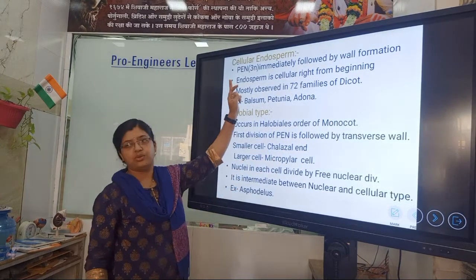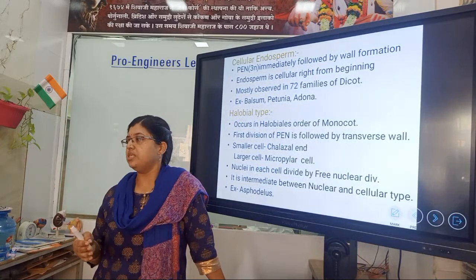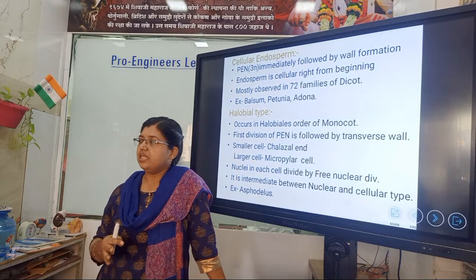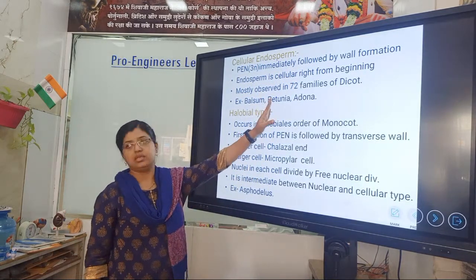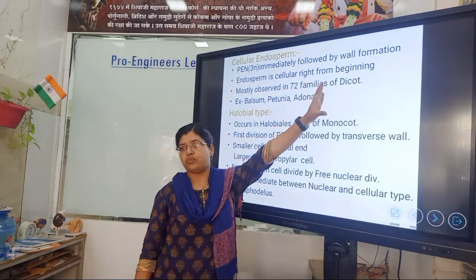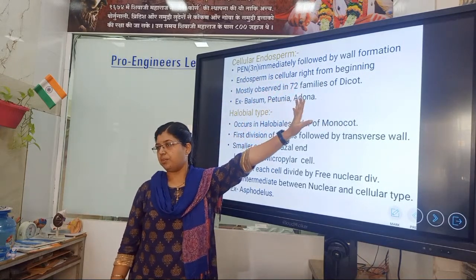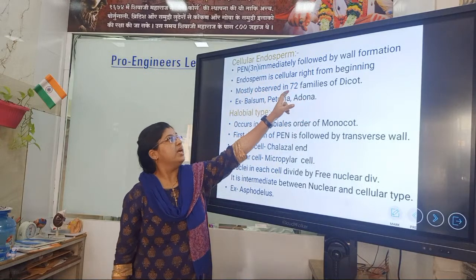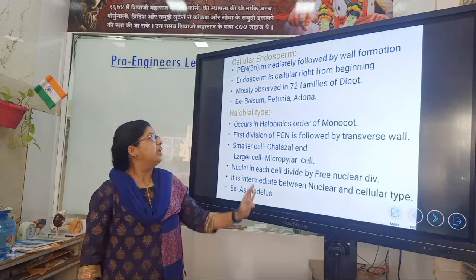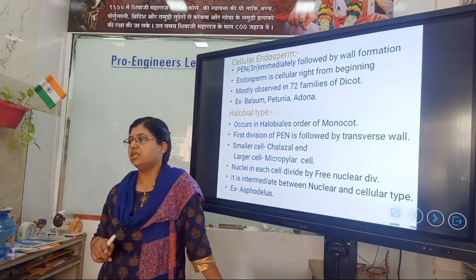Now cellular endosperm. In cellular endosperm, what happens? The primary endosperm nucleus divides, and immediately there is formation of a wall. When there is formation of a wall, the endosperm is cellular right from the beginning. It is observed in 72 families of dicots. Examples of cellular endosperm are balsam, petunia, and Ixora.